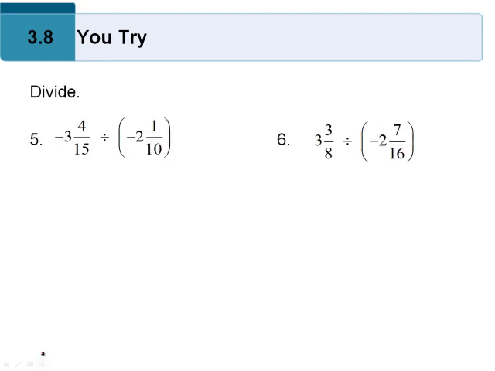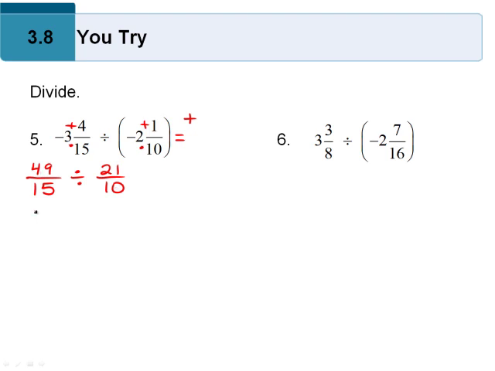All right, so here we have a couple of division of mixed numbers. So you do the same thing, except that you have to remember to change it to an improper fraction as your first step. So one thing we can do, even before we change them to improper fractions, is figure out our sign. A negative divided by a negative is going to be a positive. Now change them both to improper fractions. So 3 times 15 is 45, plus 4 would be 49 over 15. Okay? Keep it as division for right now. Then 2 times 10 is 20, plus 1 would be 21 over 10.